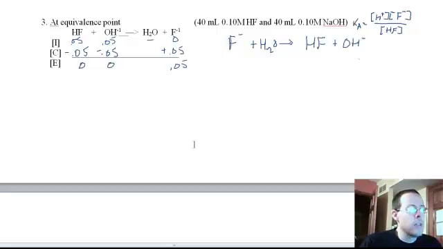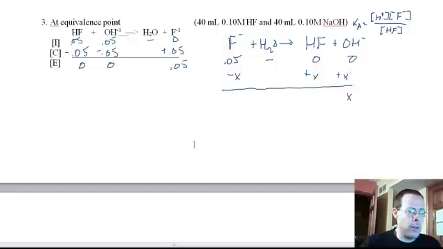Okay? So if this is true, we know we're beginning with 0.05 molar F⁻. Water doesn't matter. We have 0 HF and 0 OH⁻. This is going to change negative X. This is going to change positive X and positive X. So at equilibrium, we have X molars of hydroxide, we have X of HF, and we have 0.05 minus X of our F⁻.